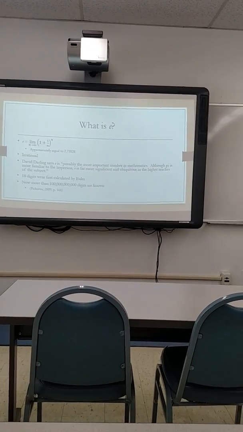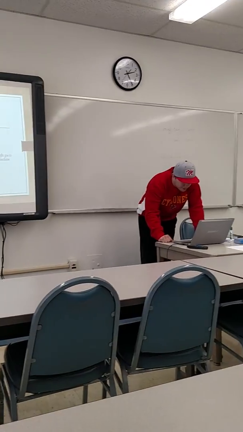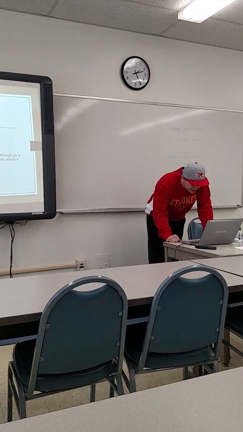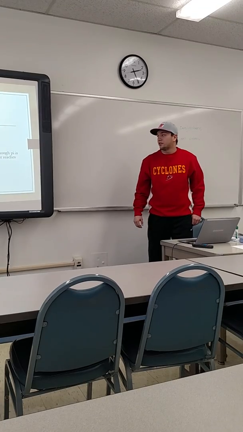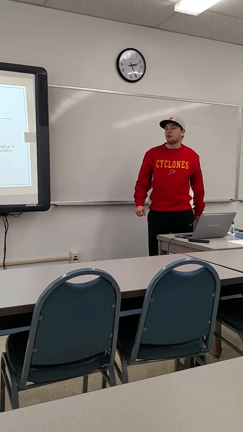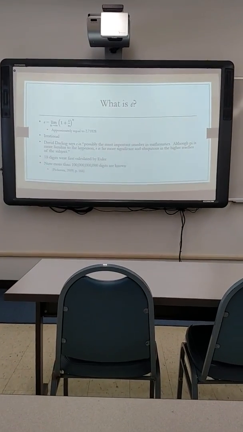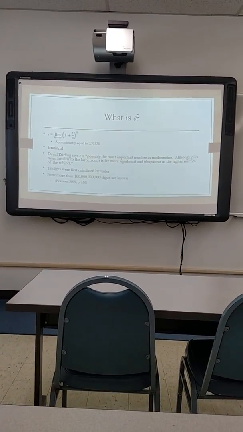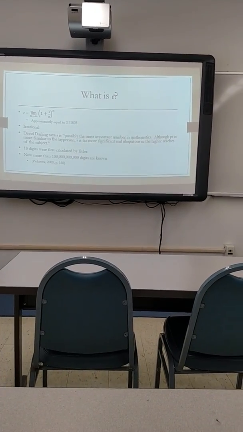Although pi is more familiar to the layperson, e is far more significant and ubiquitous in the higher reaches of the subject. And when Euler discovered it, or he didn't really discover it, but when he called it by its name, e, he found 18 digits, and now there's more than 100 billion digits.